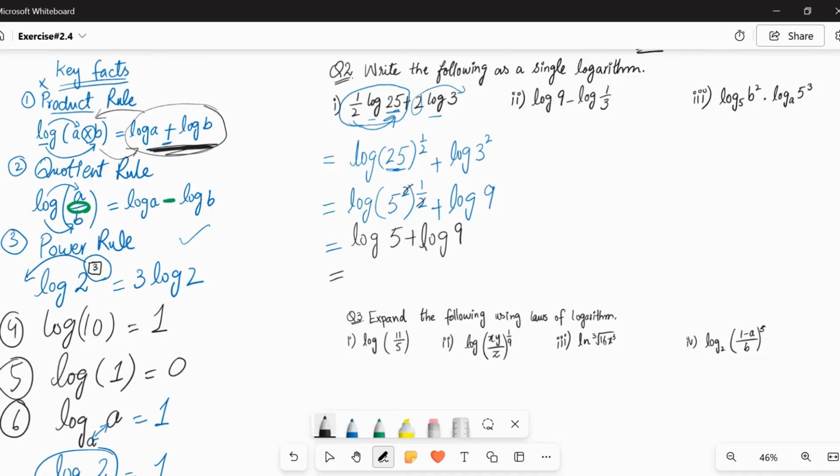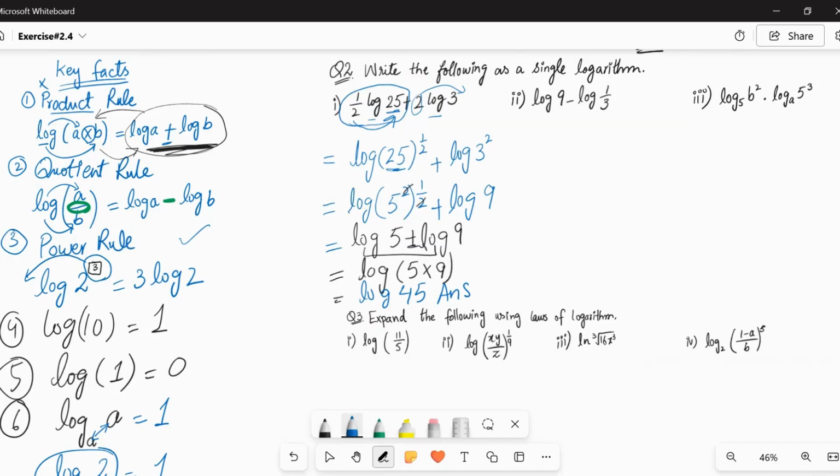So we'll write it like this: log को हमने एक दफा लिखना है, we are using the product rule over here, and 5 and 9, and this positive sign will change into the multiply sign. So log 5 multiplied by 9, and log 5 multiplied by 9 equals to what? Log 5 nines are 45. That's it. This is your answer, right? Okay, cool.